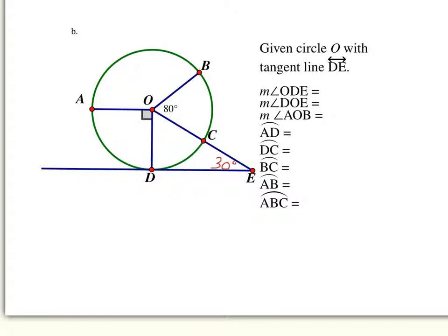All right, now that we're back, let's see how you did. So I know that this has to be a 90-degree angle, because it is a radius and a tangent intersecting on the circle.